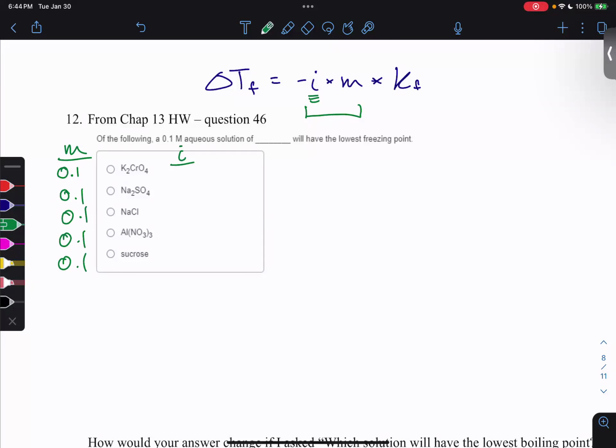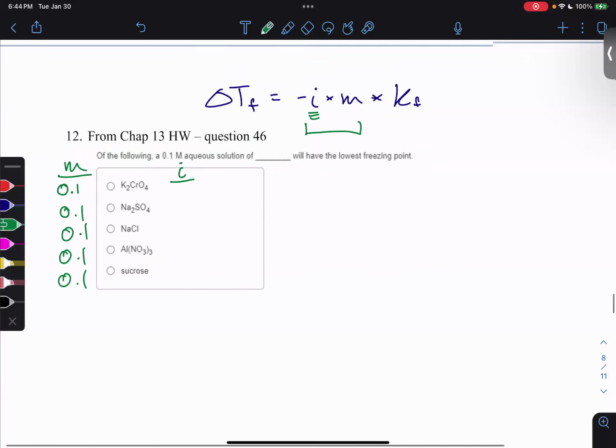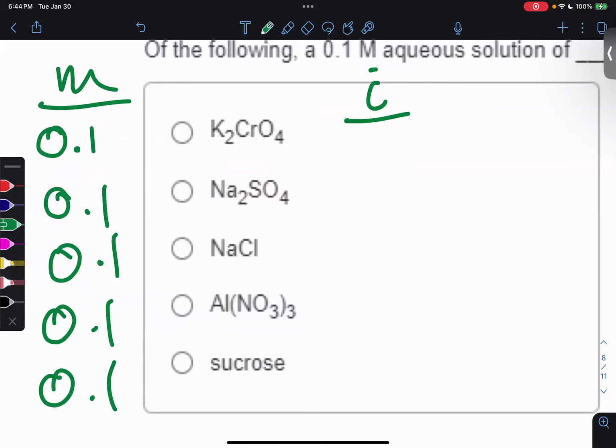The easiest way is to determine the van 't Hoff factor for all of these. Pull from the depths of your brain net ionic equations. Think to yourself, these for the most part are electrolytes. When you put this compound in water, in a net ionic equation, what ions come out? When you put K2CrO4 in water, what ions do you get? You get K plus, but how many? 2 of them. And then what else do you get? 1 chromate.